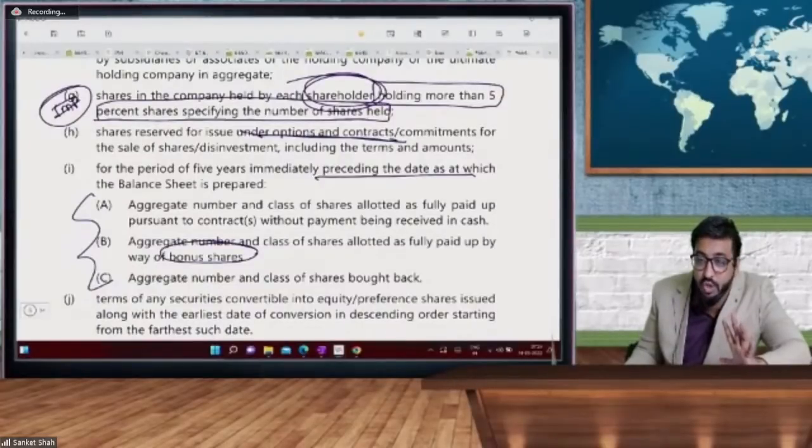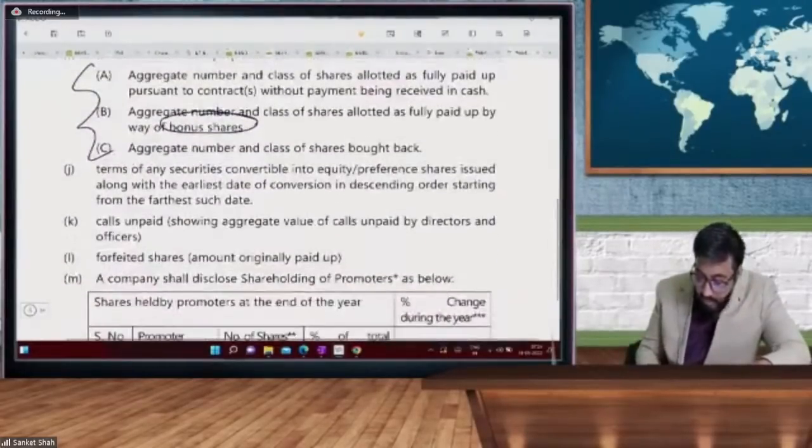Whatever shares you issued within these last preceding 5 years, you are going to write it in the notes to account under the head share capital. So friends, it's very important that you mention the number of shares that you are issuing other than cash. Terms and securities convertible into shares, that you have to write.